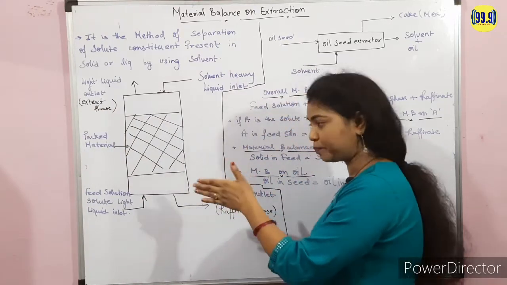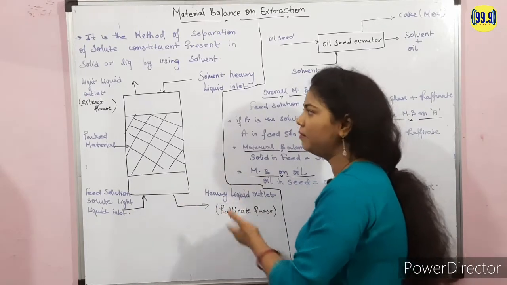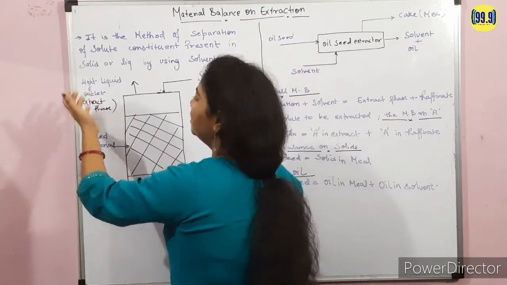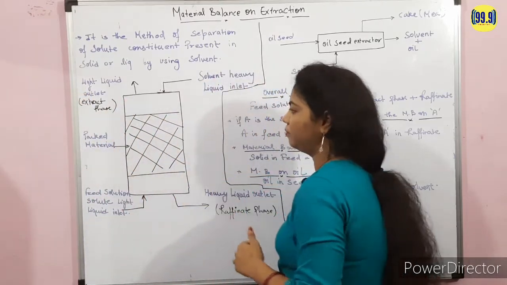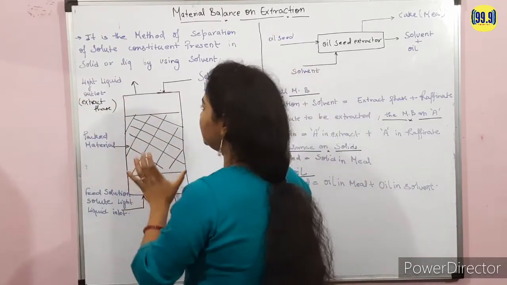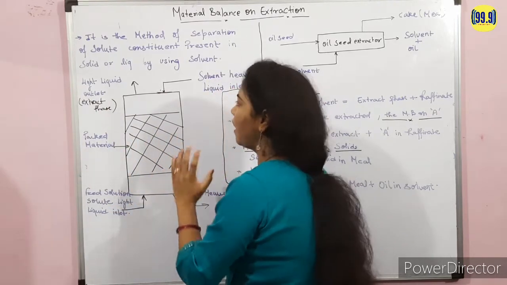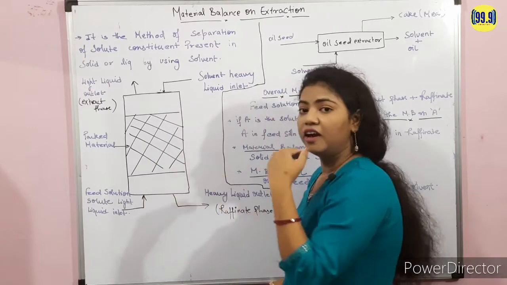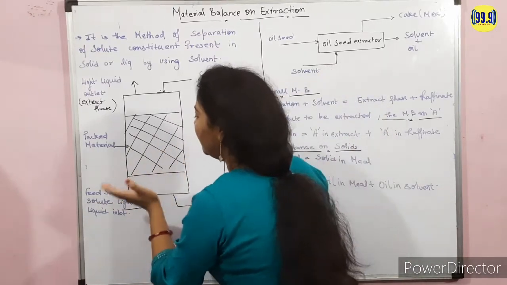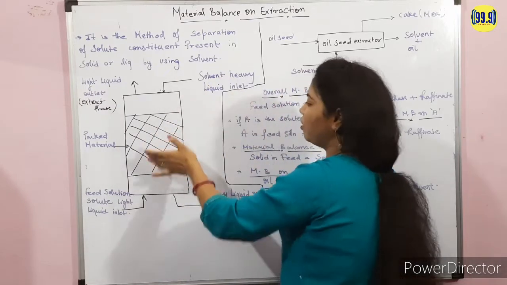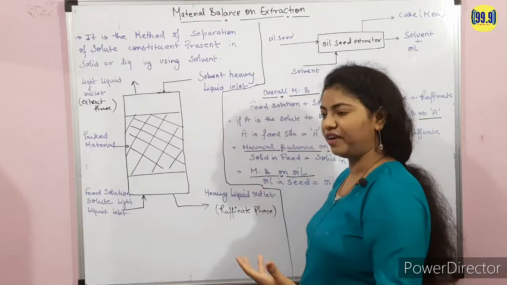Because it is the heavy liquid, the extract phase comes out from the bottom, and the light liquid comes out from the top of the extraction column. So this is the procedure, and this is the mechanism of how extraction works. Basically, we transfer the light solute to the heavy solvent and yield an extract phase and a raffinate phase.